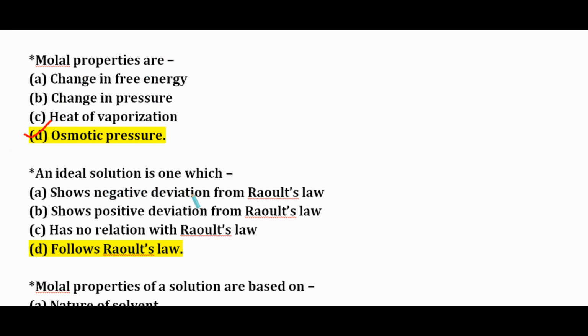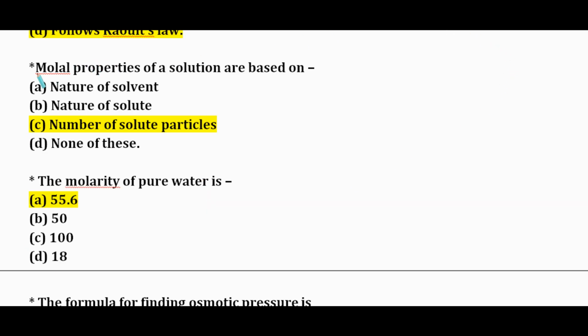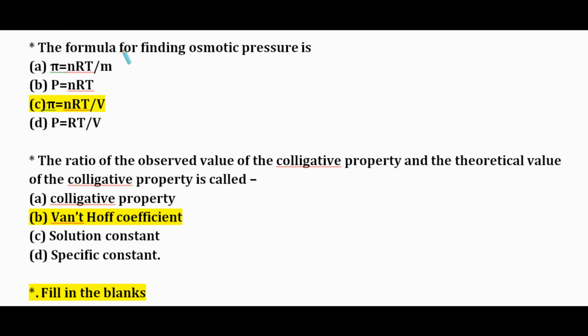An ideal solution is one which follows Raoult's law. Colligative properties of solution are based on the number of solute particles. The molarity of pure water is 55.6. The formula for finding osmotic pressure is pi equal to nRT upon V. The original formula is CRT, but concentration can be written as n upon V. So this option is correct.